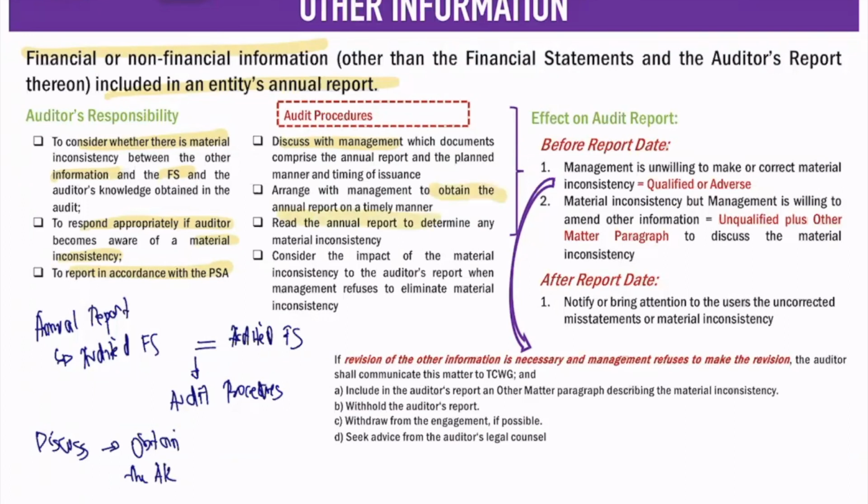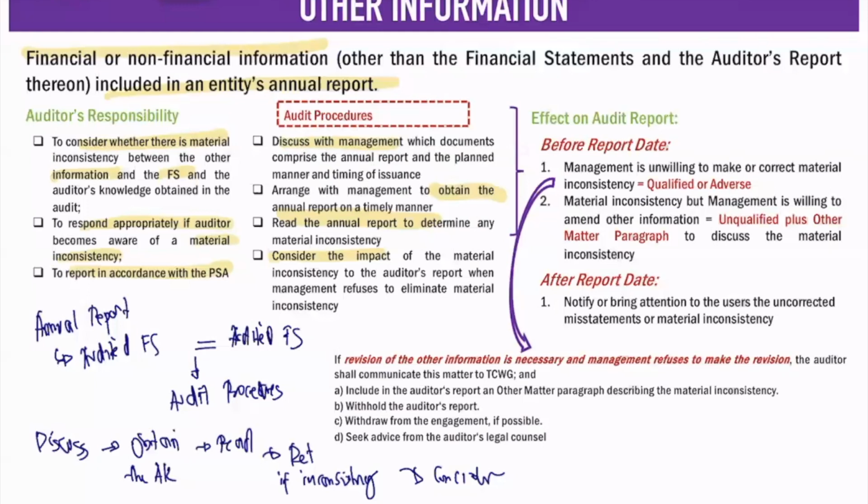After you obtain the annual report, of course, you need to read it. You read the annual report. And once you're done reading the annual report, you determine if there is an inconsistency. After you determine inconsistency, you consider the impact. Consider the impact. So that is your audit procedure.